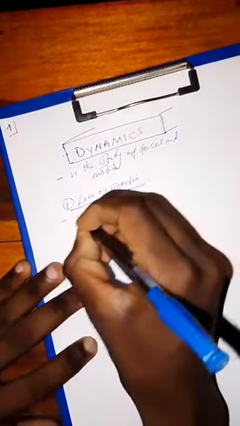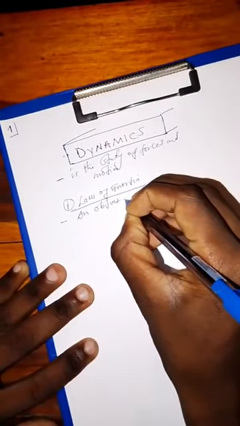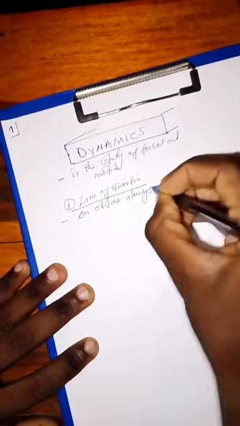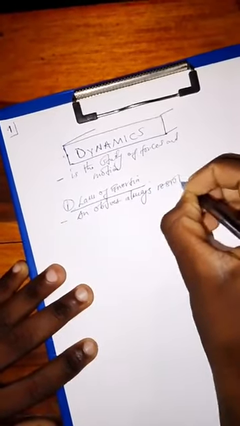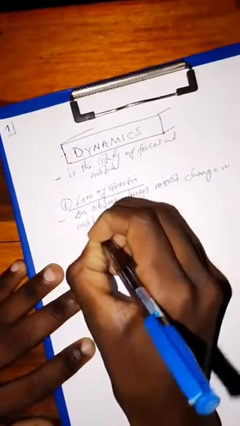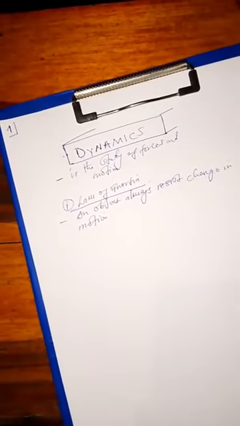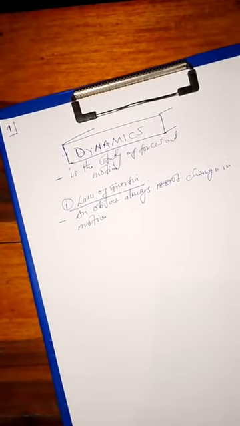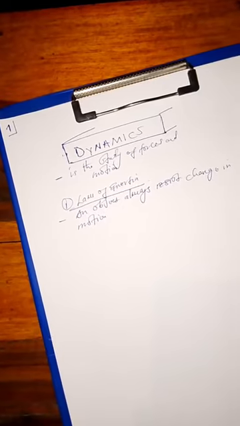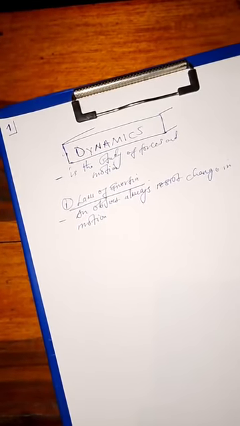An object always resists change in motion. Actually, there is a long definition, about the straight line of motion and so on. It's not wrong, but it's long. Those things you spice up so that things look more complete, but this is the simplest definition that you can know. An object will always resist change in motion.